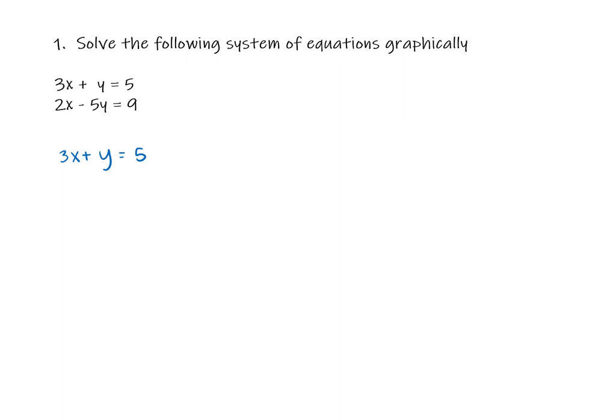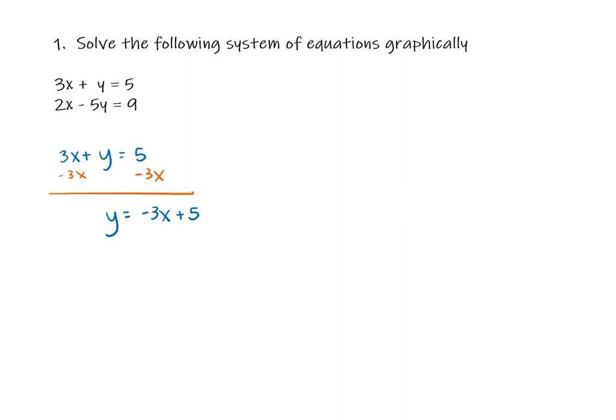We're going to start with the first equation. We want to subtract 3x from both sides. And you end up with y is equal to negative 3x plus 5. We've isolated the y, so we're done with that first equation.